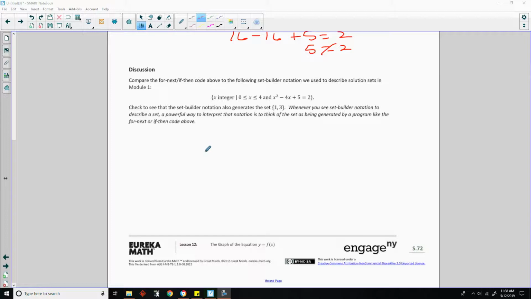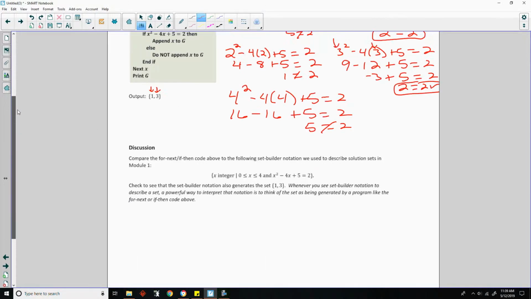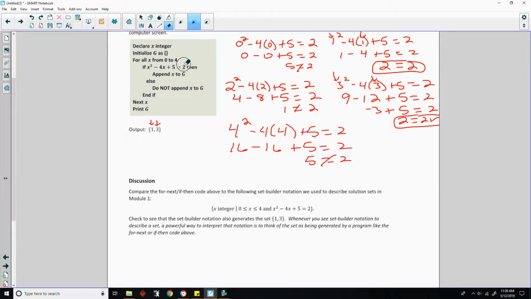Okay, so where is the variable specified as an integer in both? If we look at where they're specified as an integer, up here it says for all x from 0 to 4 that our x's are integers, and here it says x integers between 0 and 4. So those match. So that's where they're alike. And then during each step of the loop, x is an actual number, 0, then 1, then 2, then 3, then 4, like we calculated here.